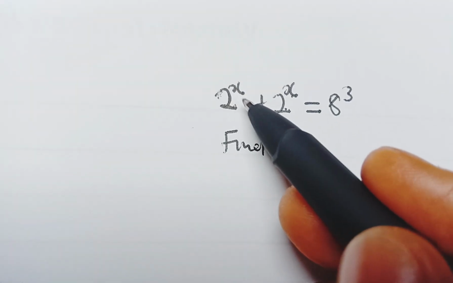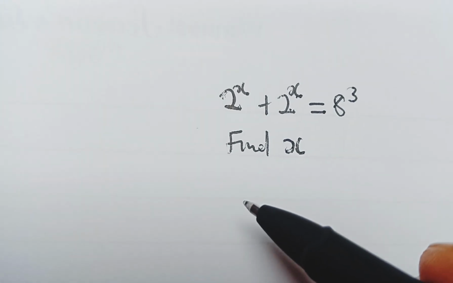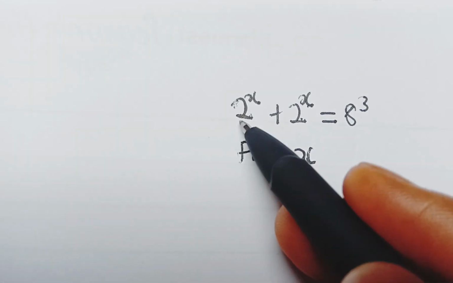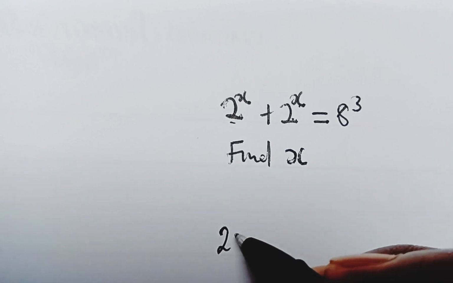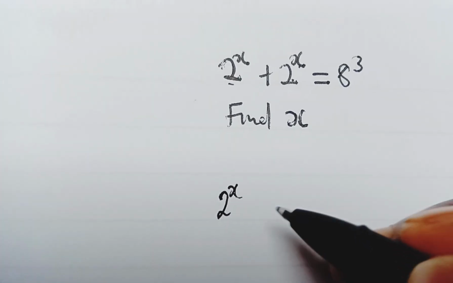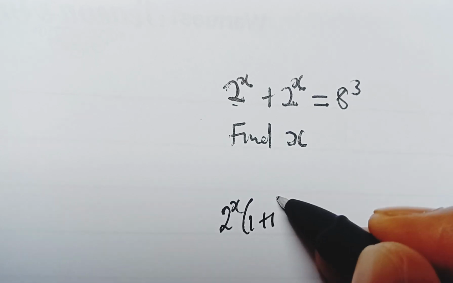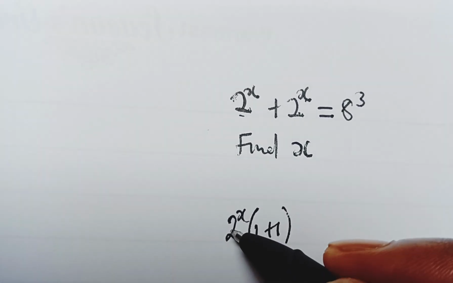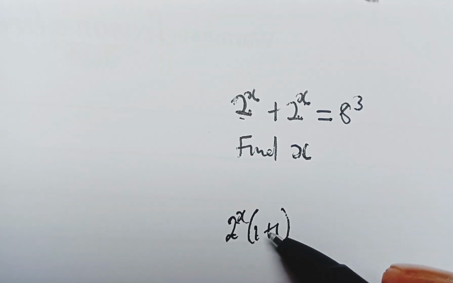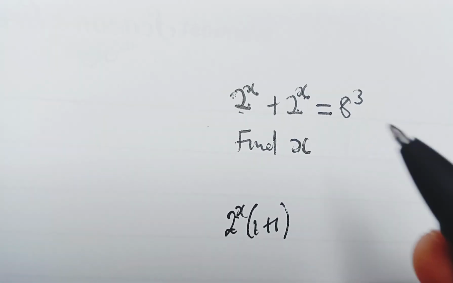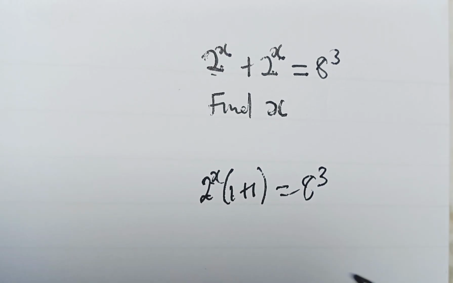2 to the power x plus 2 to the power x equals 8 to the power 3. So we can factor out one of these 2 to the power x. If we bring out 2 to the power x, then we can say 1 plus 1, because if we open this bracket, 2 to the power x will be this, and 2 to the power x times 1 will be this. So this is equal to 8 to the power 3.